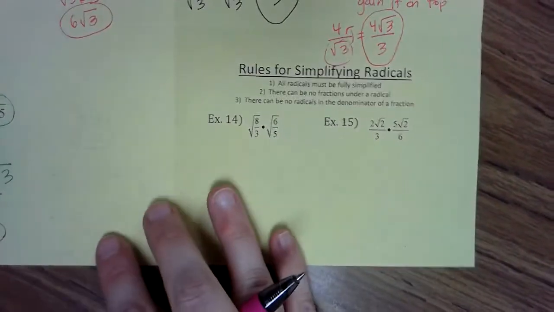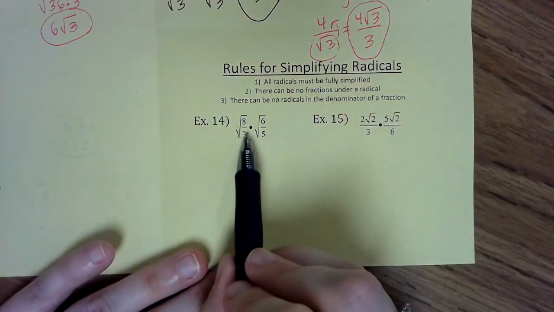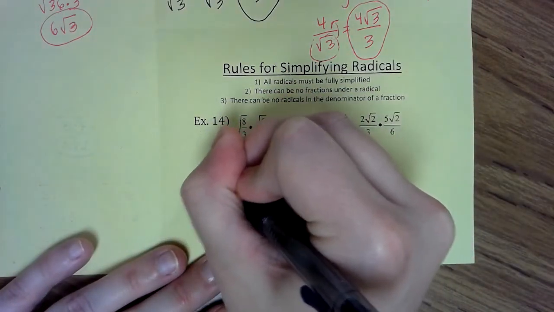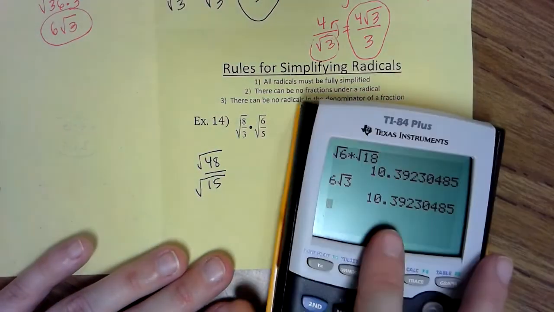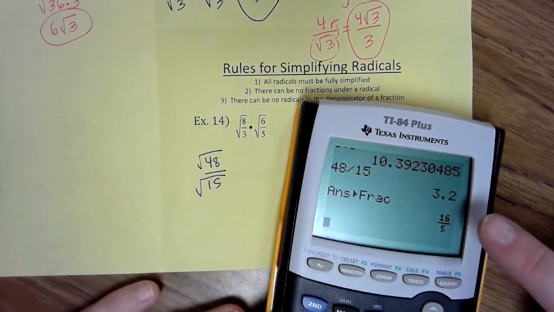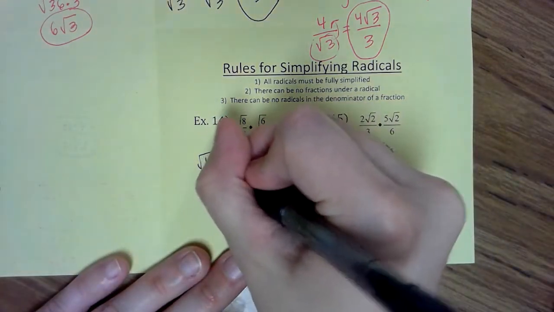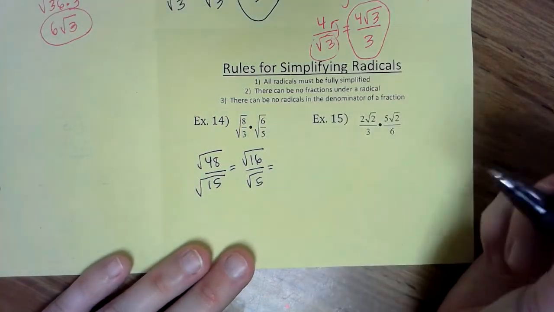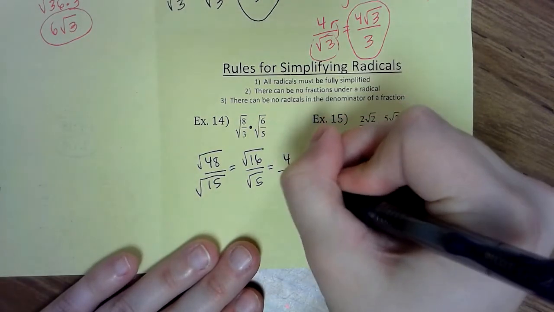Let's see. All right, look at these. I'm going to multiply first, straight across. 8 times 6 is 48. 3 times 5 is 15. They're both under a radical. I'm going to see if 48 divided by 15 simplifies. In my calculator, it simplifies to 16/5. Okay, always simplify your fraction if you can. So this is really the square root of 16 over the square root of 5. Okay, so now the square root of 16, well, that's 4 over the square root of 5.